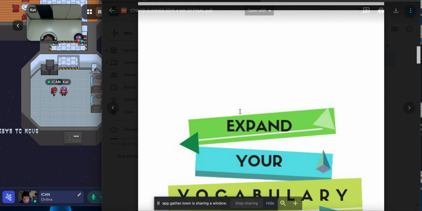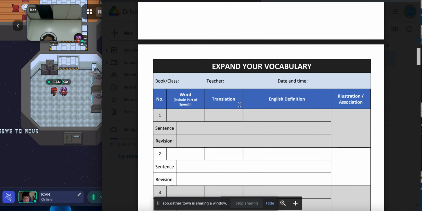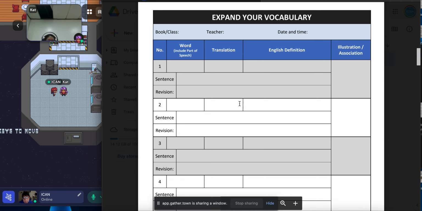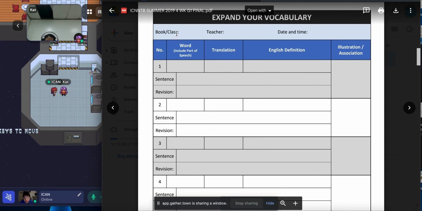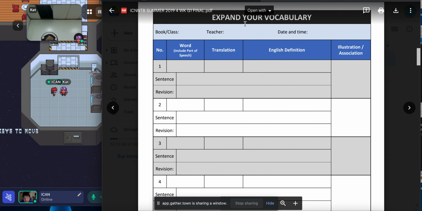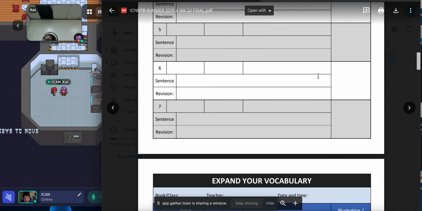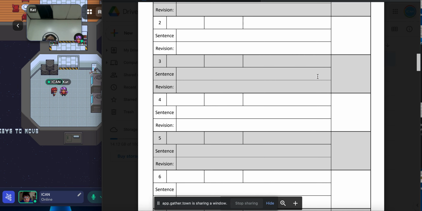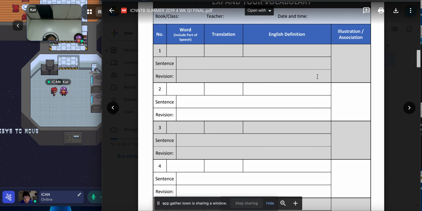Now, what is expand your vocabulary for? Okay, so expand your vocabulary. As you can see, we have here the class and the book. And then the teacher's name, and then the date and time. So every day the student would also fill this out, maybe as a homework.